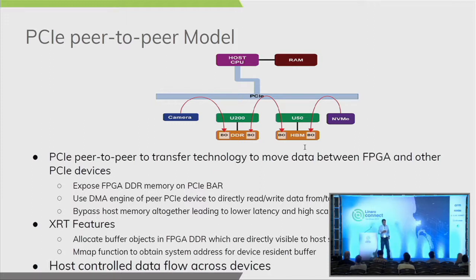One interesting anecdote is if you go on Google and search for PCI peer-to-peer, the first link that you will get is XRT, as if we are the first ones who made it very popular. And we use it for our storage devices, storage acceleration devices with NVMe.